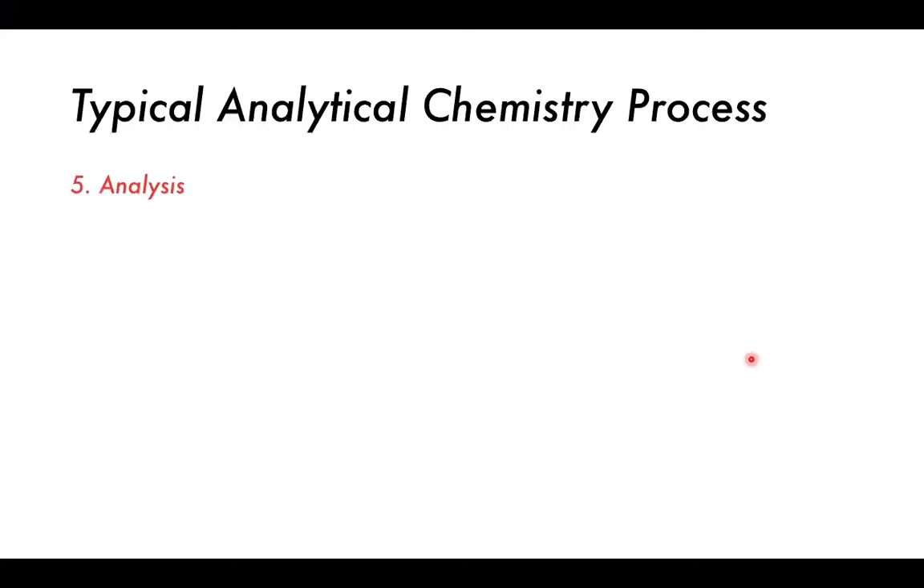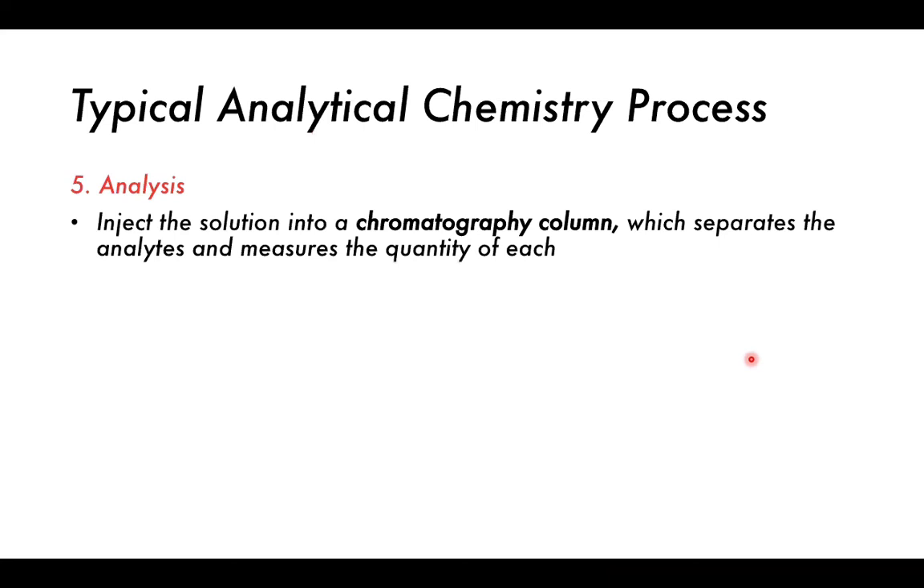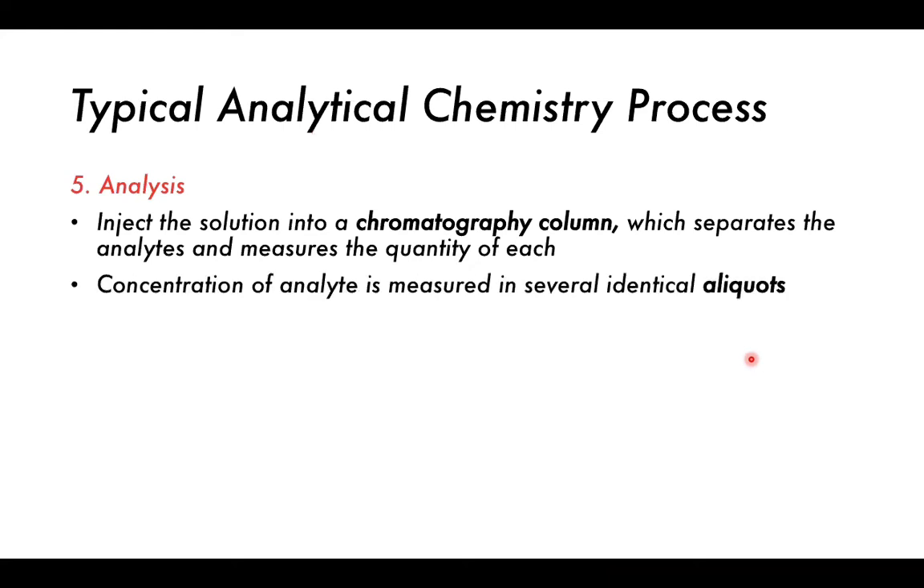So, the typical analytical chemistry process. Analysis is step 5. So we've asked our question, we've gotten our sample, we've prepared our sample. Now we need to actually use the method that we decided on back in step 2. This is our analysis procedure. We will inject the solution into a chromatography column, which separates the analytes and measures the quantity of each, and that will give us our concentration. The concentration of the analyte is measured in several identical aliquots. So we need to take a few measurements in order to make sure that we account for any variance.